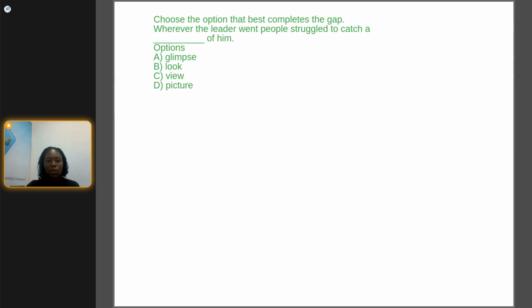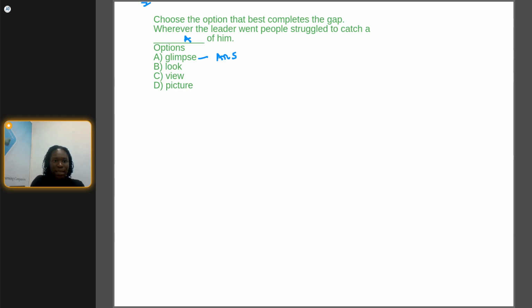So if the sentence says people struggled to catch a dash of him, if you struggle to catch an image, do you just gaze at something? It means you're not gazing at that thing, and you are not viewing that thing because you are struggling. And it means that thing is not a visual representation that is drawn or photographed. Glimpse is a quick or brief look at something. So the most appropriate answer will be glimpse. Catching a glimpse is having a very quick look. So option A here is our answer.